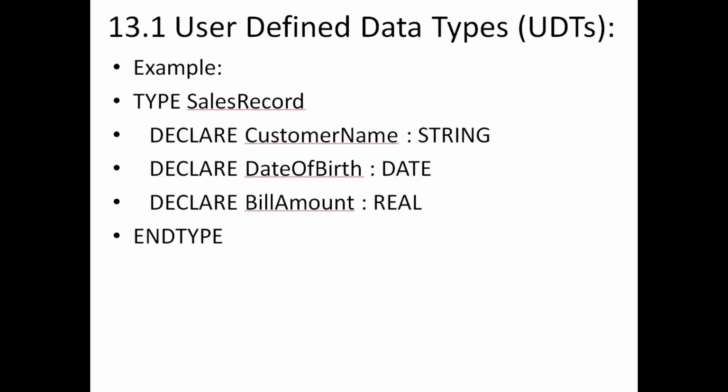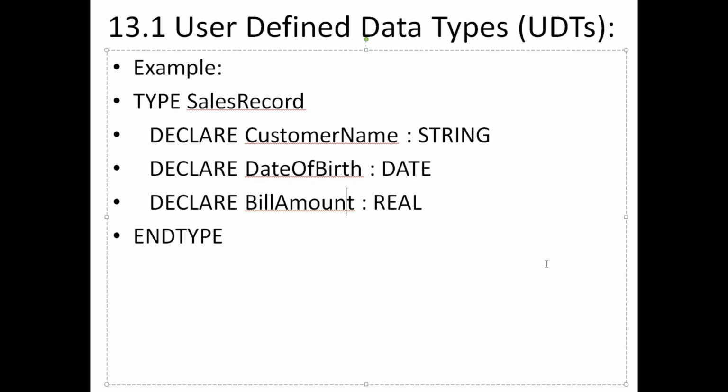Just remember that. For example, type sales record, declare customer name as a string, date of birth as date, bill amount as real, and end type. Now if you have to use it, you'll simply make a variable sales, and then you'll keep the data type as a record, whatever you have created.